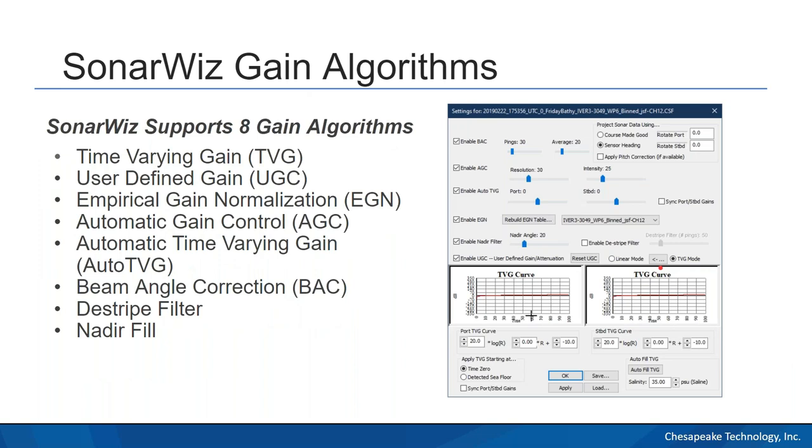So what does SonarWiz provide to you? We have, I think, 8 different gain algorithms and filters in SonarWiz. They're all found on the settings menu. This is a picture where I turned everything on, and I've got all the dials and knobs, and that's what we're going to talk about next. So we have conventional TVGs, we have empirical gain normalization, we have 2 statistical modes, the automatic gain control and automatic time varying gain, beam angle correction, and then we have 2 filters, which aren't really gains per se, but they're part of this dialogue. I'm not going to talk about them too much today, but they're the D-stripe filter and the Nader filter.